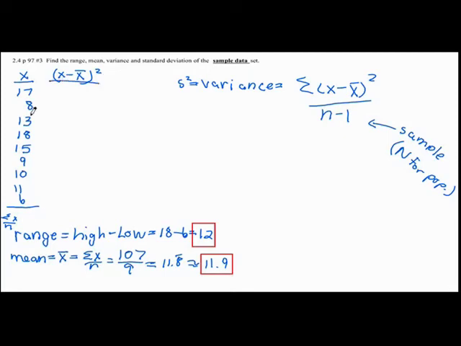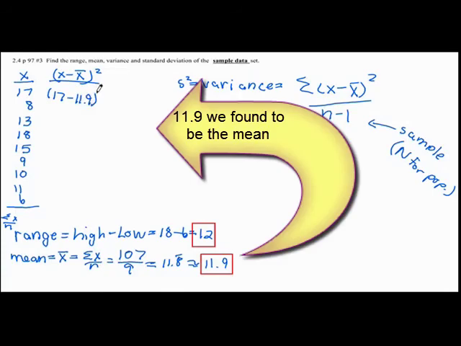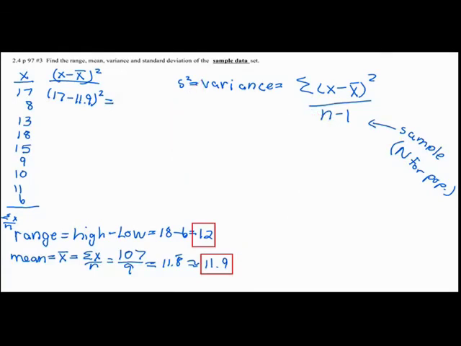But I'm going to do this in my list. So you could do it by hand. You would do 17, take away 11.9, squared, and get a number, and do it for all these, and then add them up. We're going to add those up. That's what this sigma means. But let's use our list.